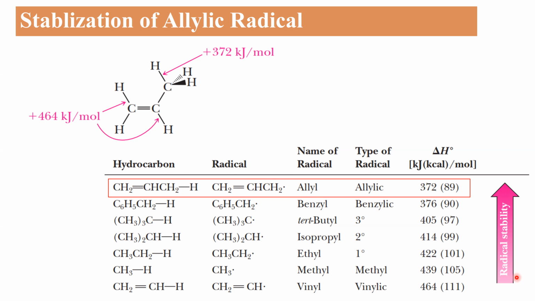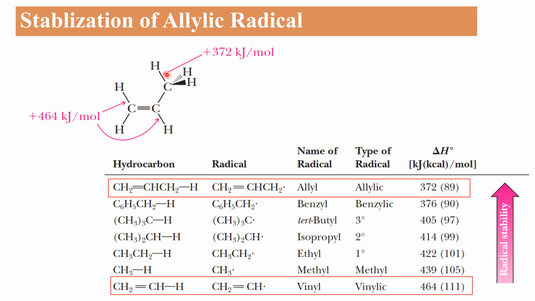If you just look at the head of this arrow, it is pointing out that the radical stability is increasing upward. So the least stable one is the vinylic radical, right? If we break that bond, this is generating the vinylic radical, while if that bond has broken, then it is creating the allylic radical. So the allylic radical is more stable as compared to the vinylic radical.